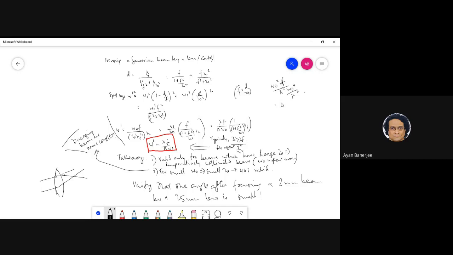So lambda f by pi, lambda square f by f square actually. Yeah, pi w0 square. Right. So you actually get exactly that. We are actually assuming that and then getting this back. Okay.